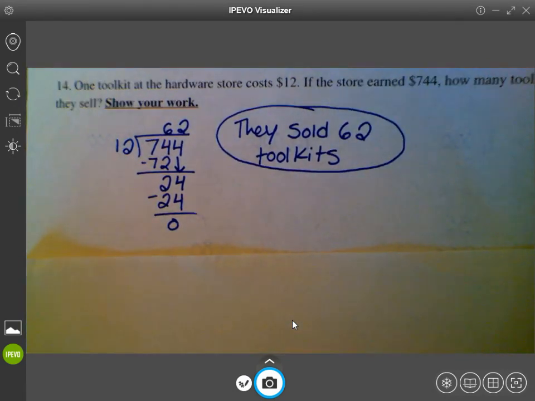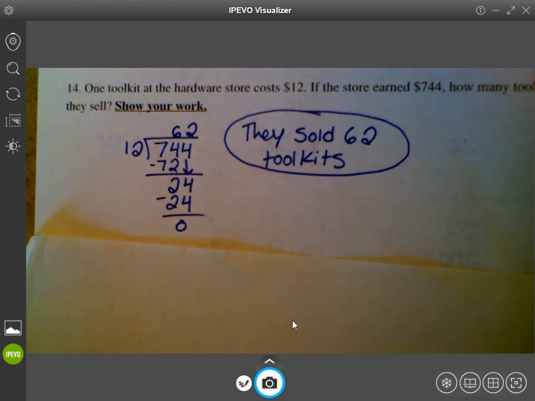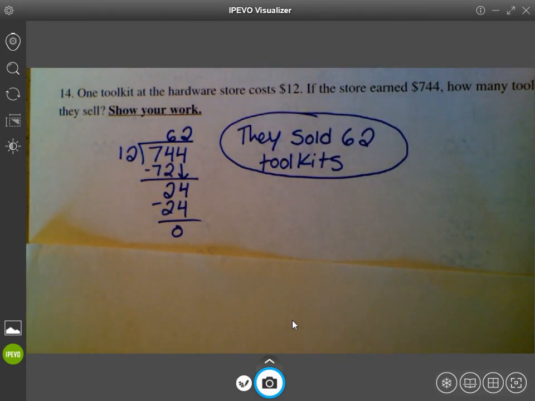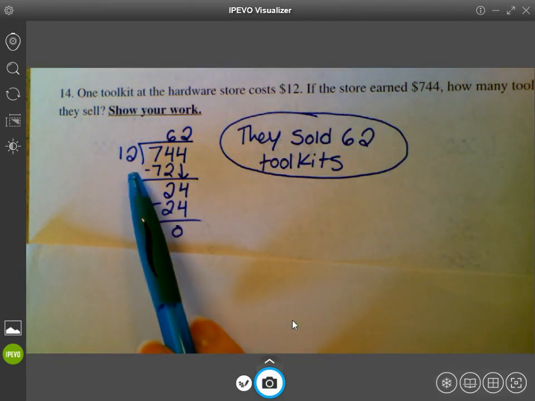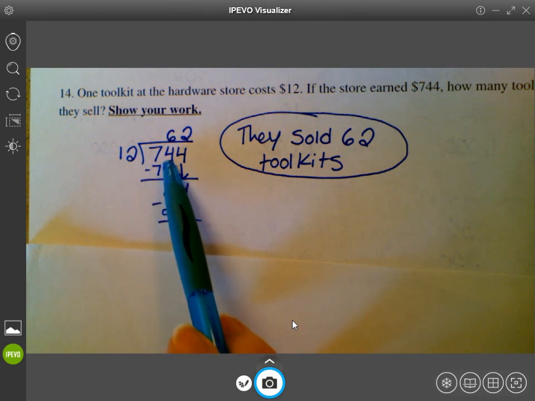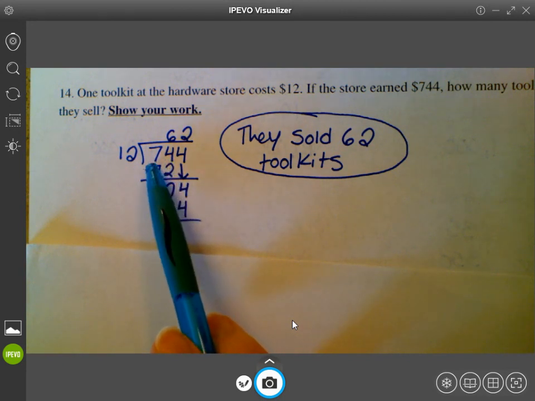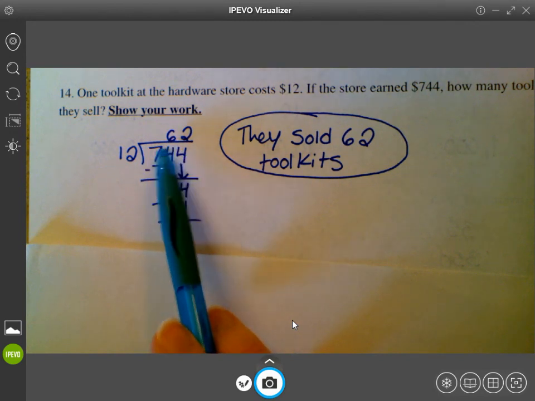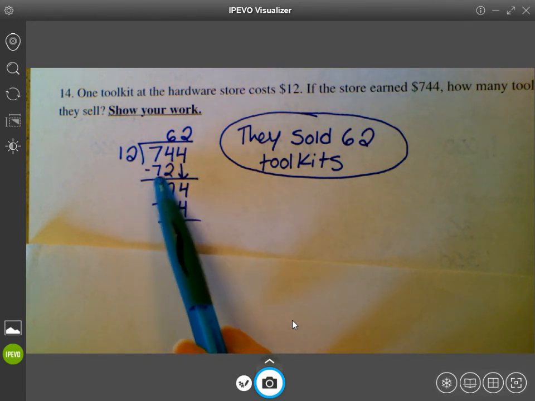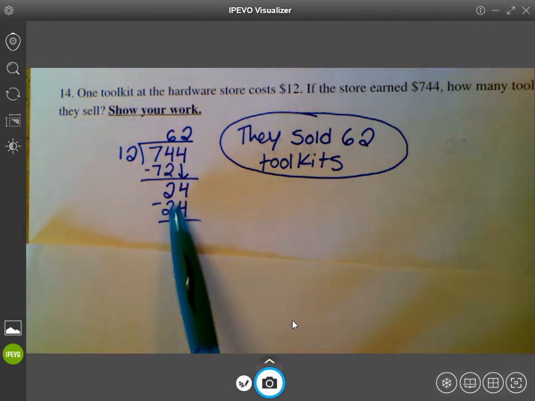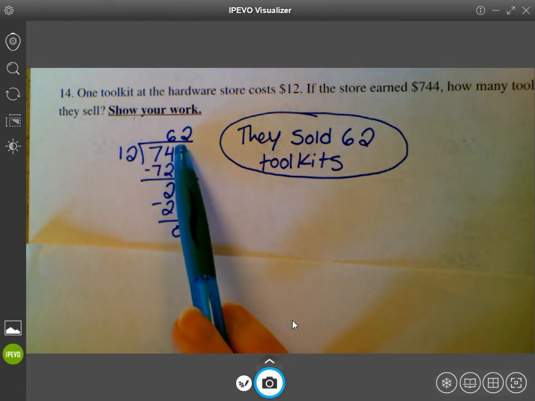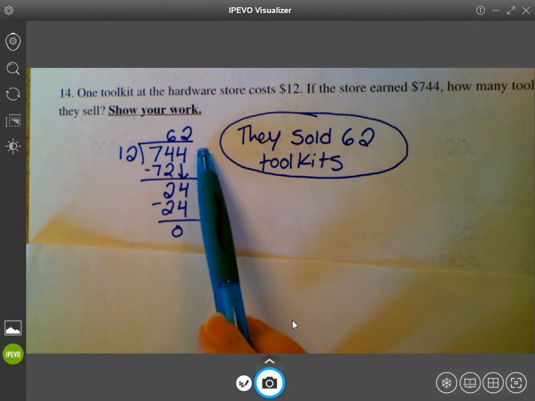And here's my work. So you would have taken $744 and divided it by 12, because that's the cost of one toolkit. So if we take 744, and we're dividing by 12, 12 can't go into 7, but it can go into 74. Jack P, turn around. It can go in 6 times. So 12 times 6 is 72. So we would subtract 72. 74 minus 72 gets us 2. Bring down that 4 for 24. 12 goes into 24 2 times, so we put 2 up top. 12 times 2 is 24. We subtract, end up with 0. So 62 toolkits should have been your answer.